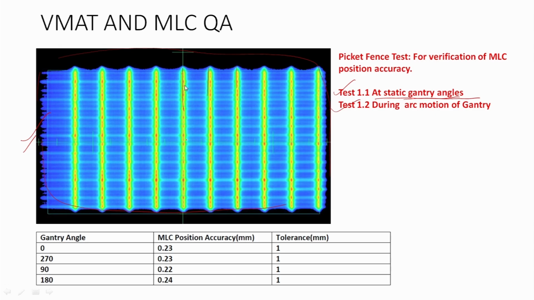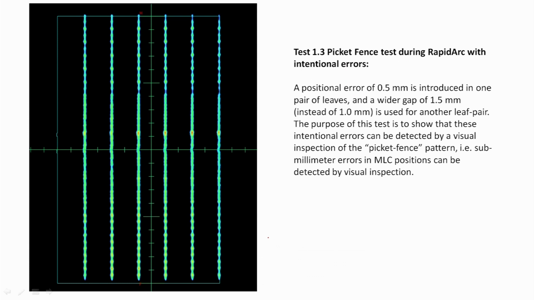You can verify visually, or with the software, these dot circles. If there is a more red dot circle, that indicates the MLC is not in the planned position. In this picture, below you can see the table at 4 gantry angles. The MLC position accuracy is 0.23, 0.23, 0.22, 0.24 mm, and the tolerance was 1 mm. The important thing is that as you go with a VMAT technique, the MLC position accuracy tolerance should be very stringent. In this case, the tolerance is 1 mm. So this is your MLC first test, the picket fence test.